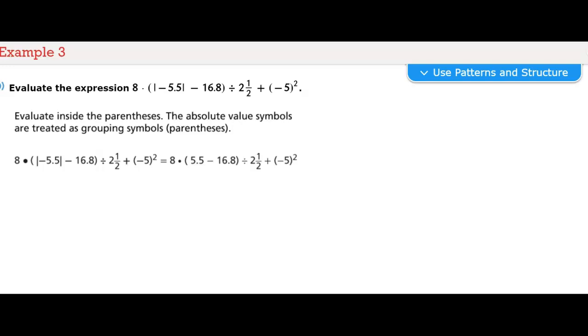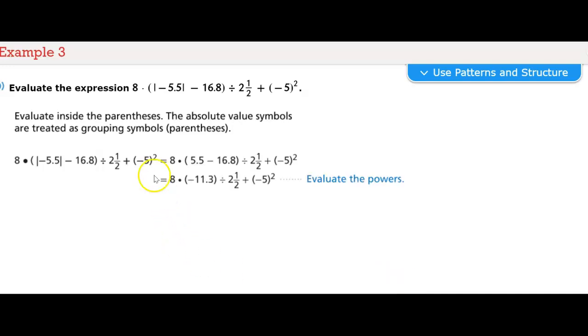Evaluate inside the parentheses first. The absolute value symbols are treated as grouping symbols. Remember we talked about that. So the grouping we have to do, so negative 5 5/10 minus 16 8/10 is inside those parentheses.